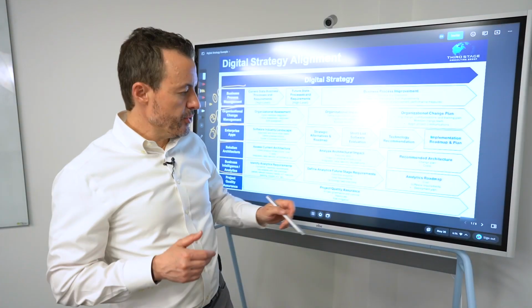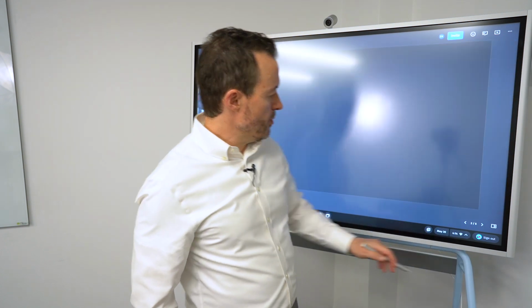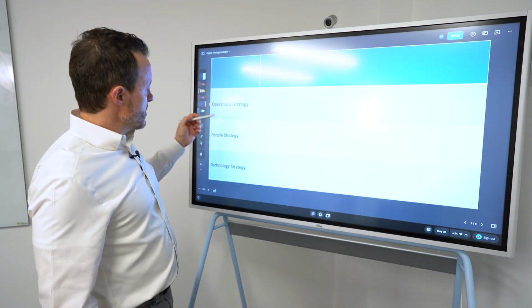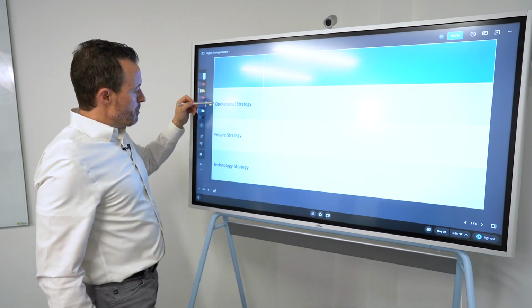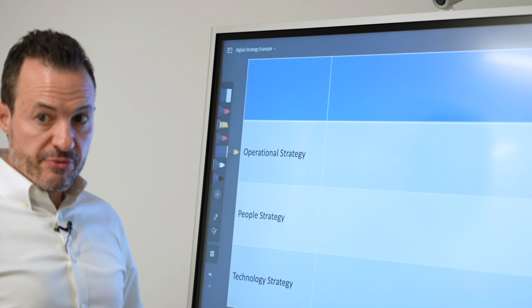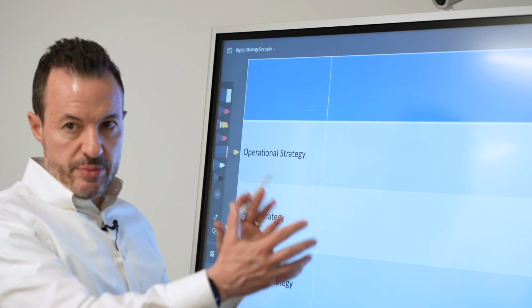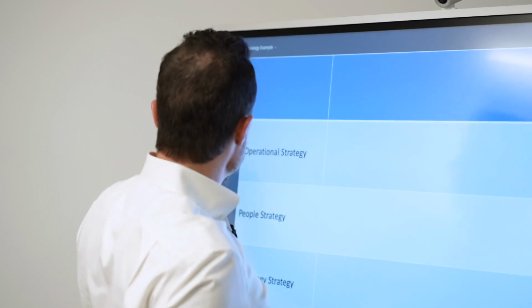So let's dive into our first example. I'm going to simplify this slide right here by taking us to a more simplified template here that focuses on those three things that I just mentioned a moment ago. You'll see here that we're going to focus on operational strategy, people strategy, and technology strategy. And this first example in the sort of blank canvas that I'm starting with on the digital strategy side of things is a Fortune 100 company.